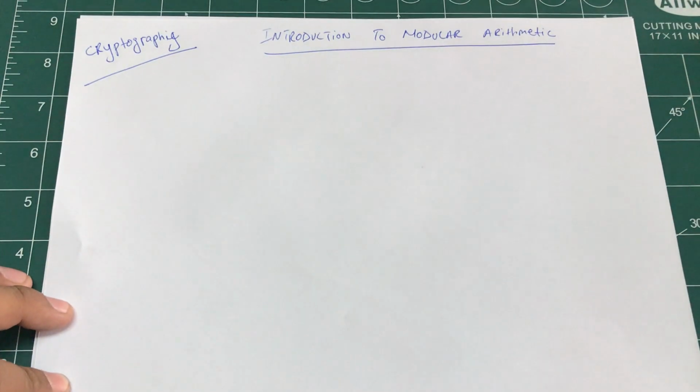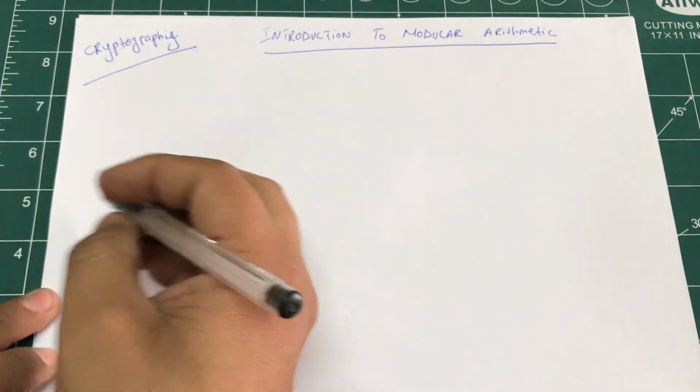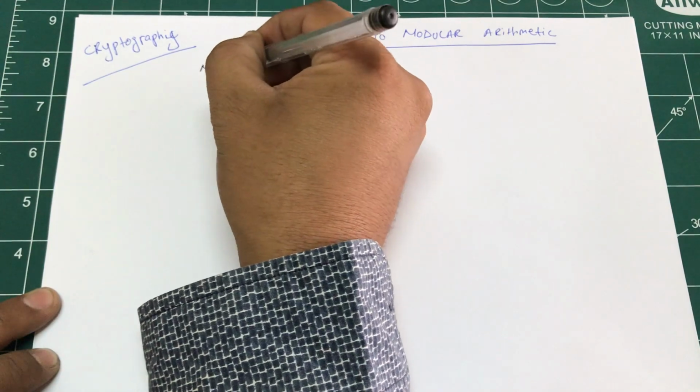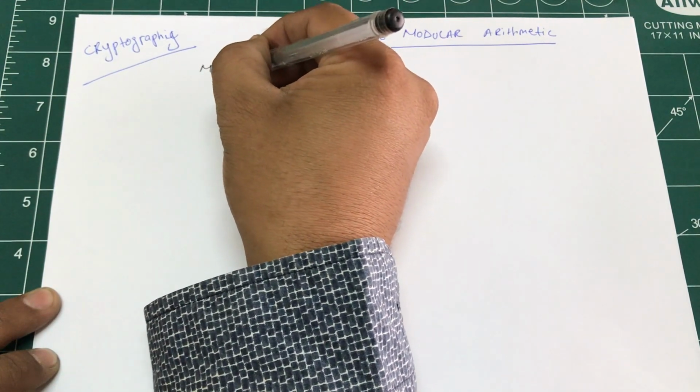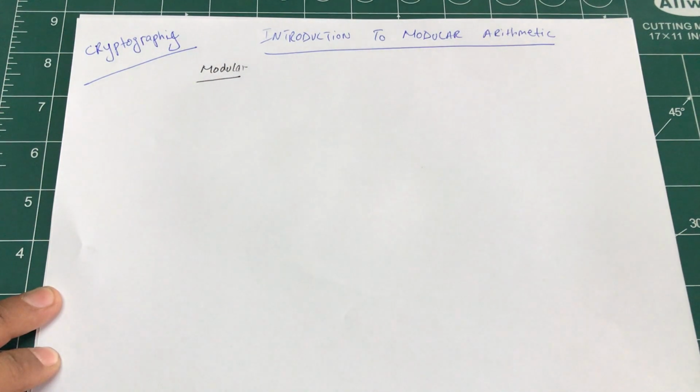So let's start by introducing some basic things that we need to know. Basically, in modular arithmetic, we're looking for modular properties, which is very commonly used in cryptography and other things like that. And we're going to look at some of the operators.